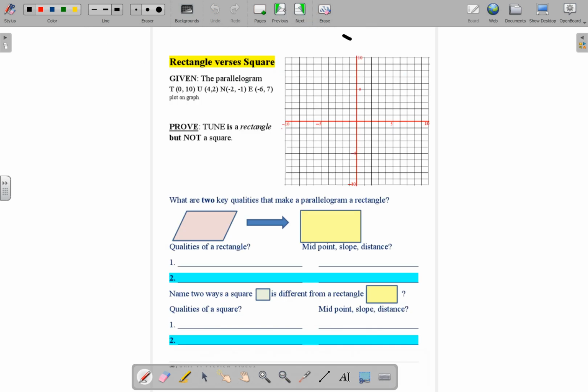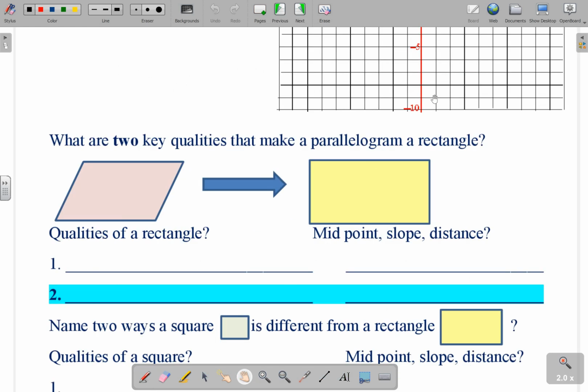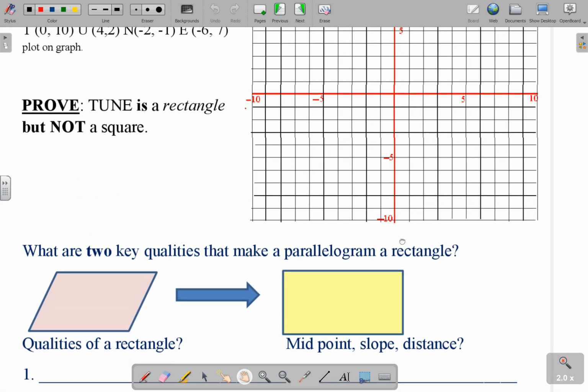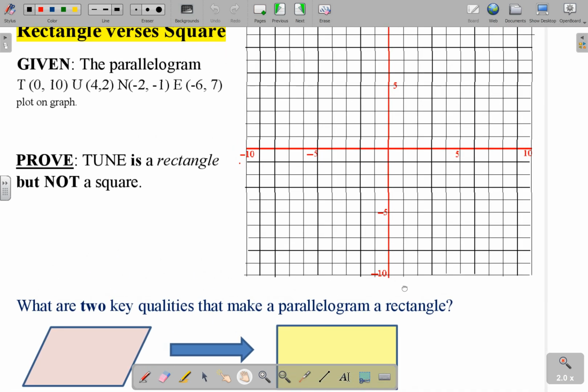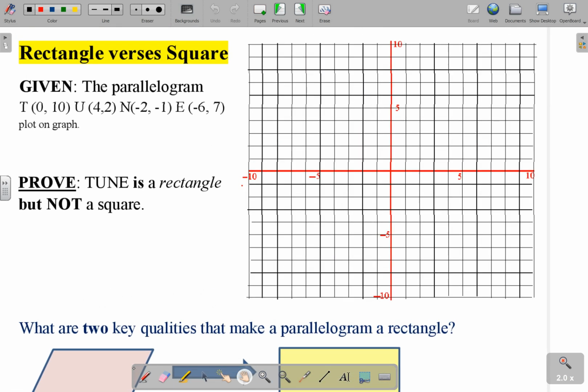Okay, we're going to do one more, and this is called a positive and a negative. A positive and a negative proof. It's 2 parts. Step 1, go ahead, let's graph these points very carefully and accurately.